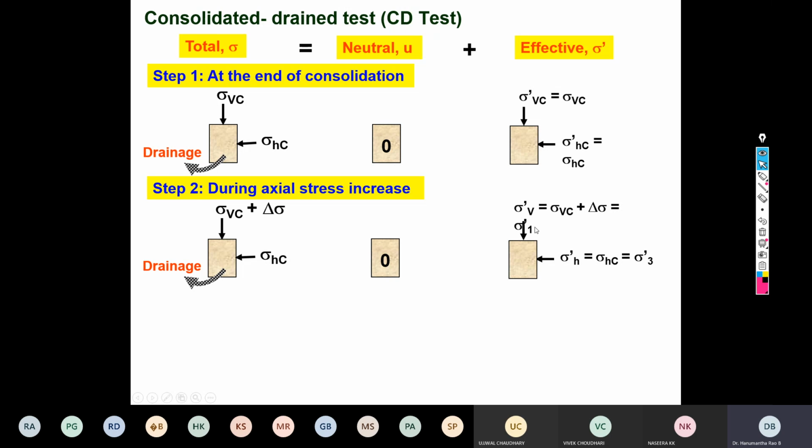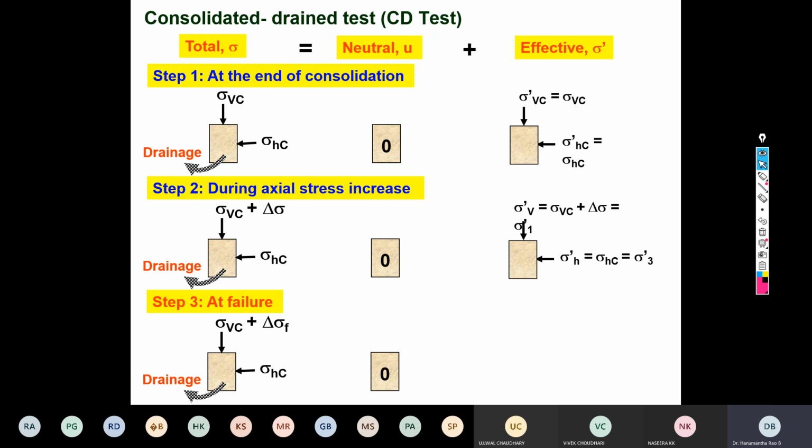So the stresses that you are going to get are again effective stresses. They are not total stresses, because the total pore water pressure is dissipated. Now at failure, since the drainage valve is opened, the pore water pressure becomes 0, and your sigma 3 is nothing but sigma 3f dash, and sigma 1 is sigma 1f dash at failure.